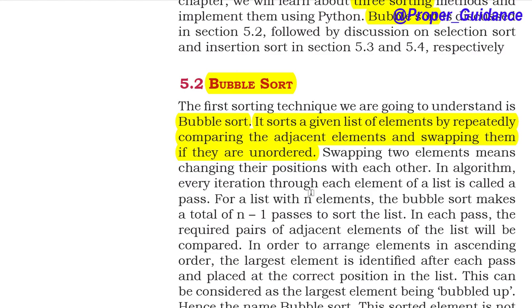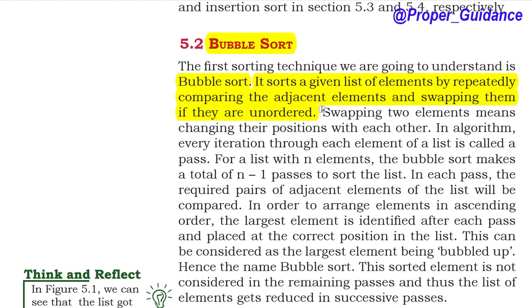Okay. So listen. Swapping two elements means changing their positions with each other. This is the very basic meaning of swapping. So in an algorithm, every iteration through each element of a list is called a pass. This is also a new term for you.